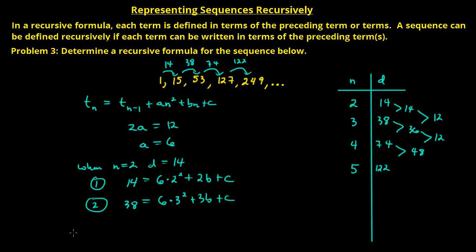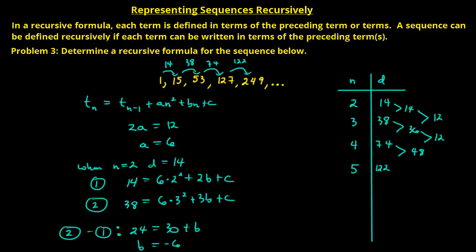And now I can go ahead and subtract equation 2 minus equation 1, which is going to give me, let's see, 38 minus 14 is 24. 6 times 9 is 54. 54 minus 24 is going to be 30. And then I have 3b minus 2b, which is going to be b. C minus c is going to be 0. So we have that b is equal to minus 6.